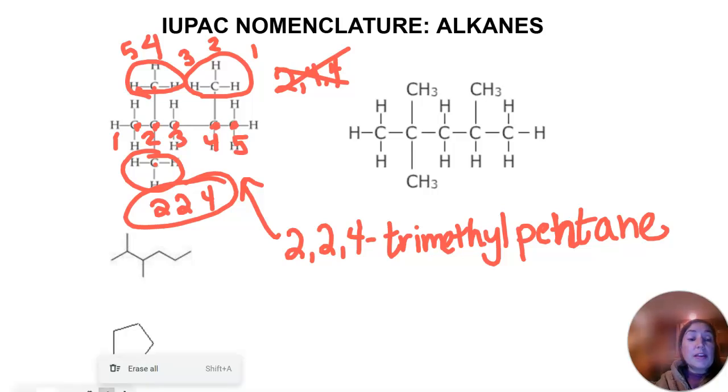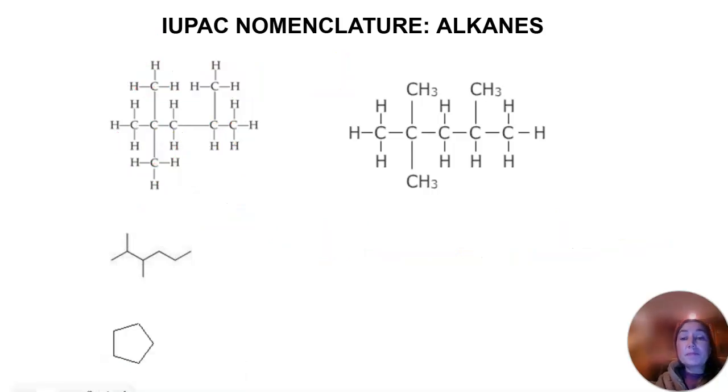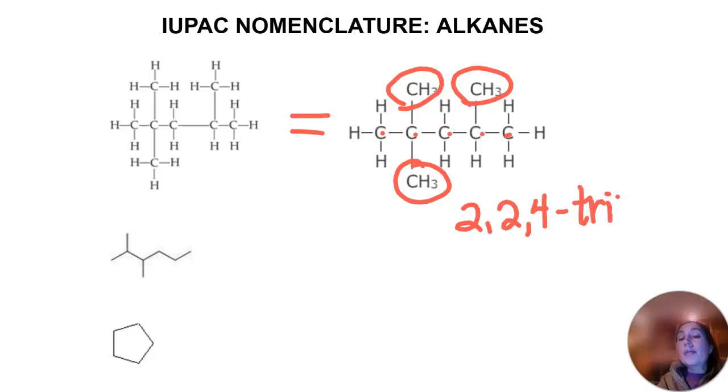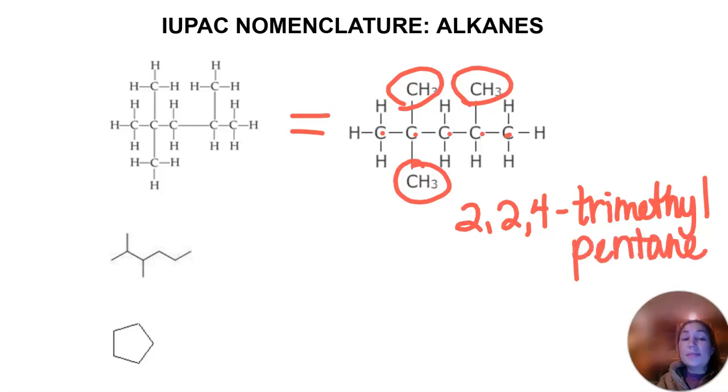Let's try the next example. Let's see. We've got 1, 2, 3, 4, 5 carbons. Look, there's a methyl coming down and up off carbon 2 and a methyl off carbon 4. Wait a second, this is the exact same structure, just drawn out a little differently. So this is also 2, 2, 4 trimethyl and then pentane. So those two happen to be the same.